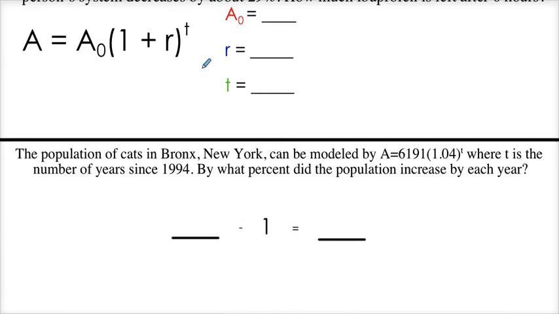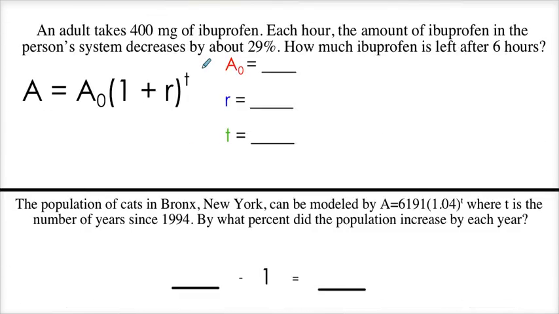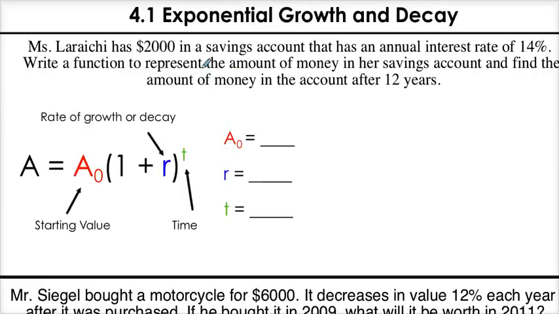Let's look at three different problems, and these are the three different ways you might see a question appear on the Regents. The first one is this. Ms. Larici has $2,000 in a savings account that has an annual interest rate of 14%. Now I want you to underline with me because these are key facts. We call this an annual interest rate of 14%. That's going to come in handy. Now we want to write a function to represent the amount of money in her savings account and find the amount of money in the account after 12 years.